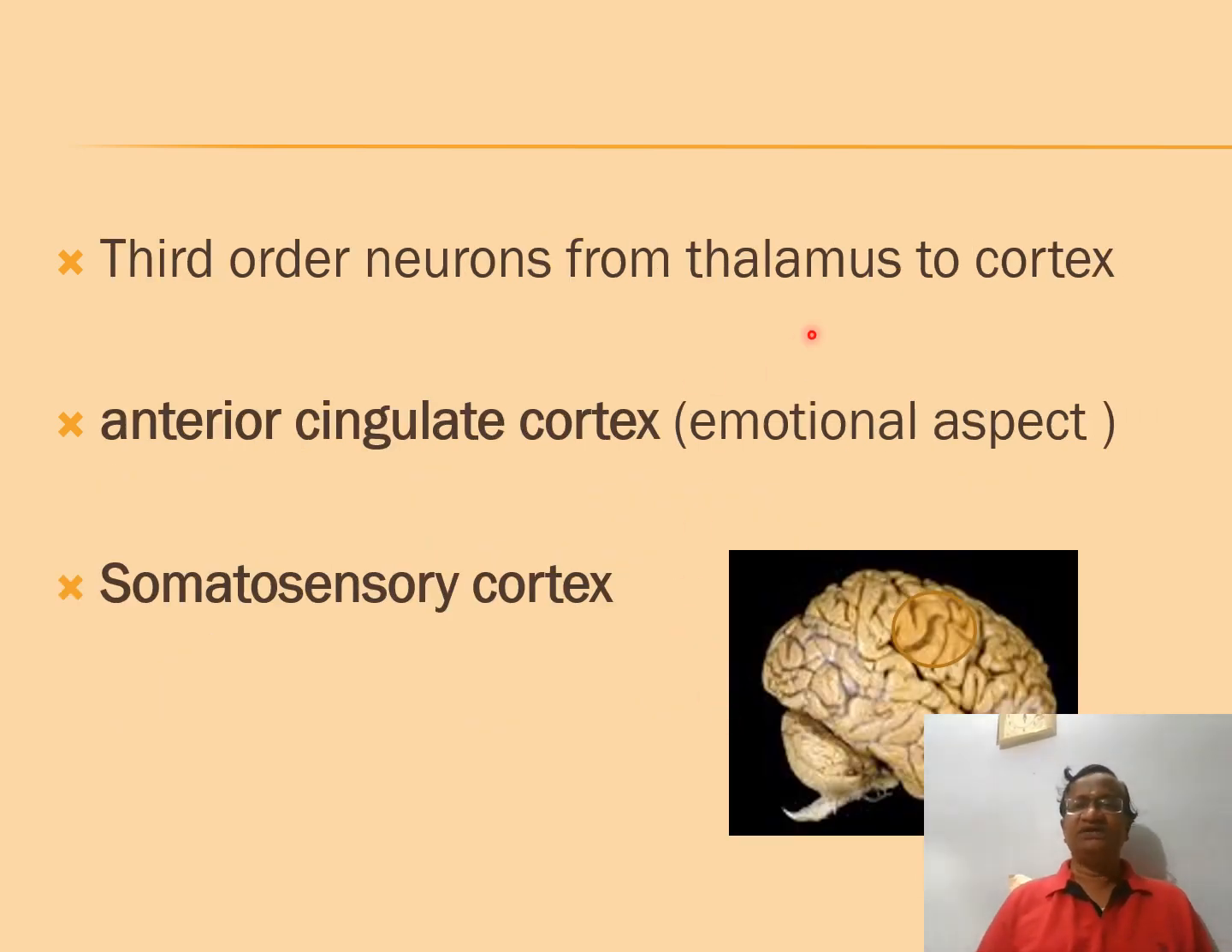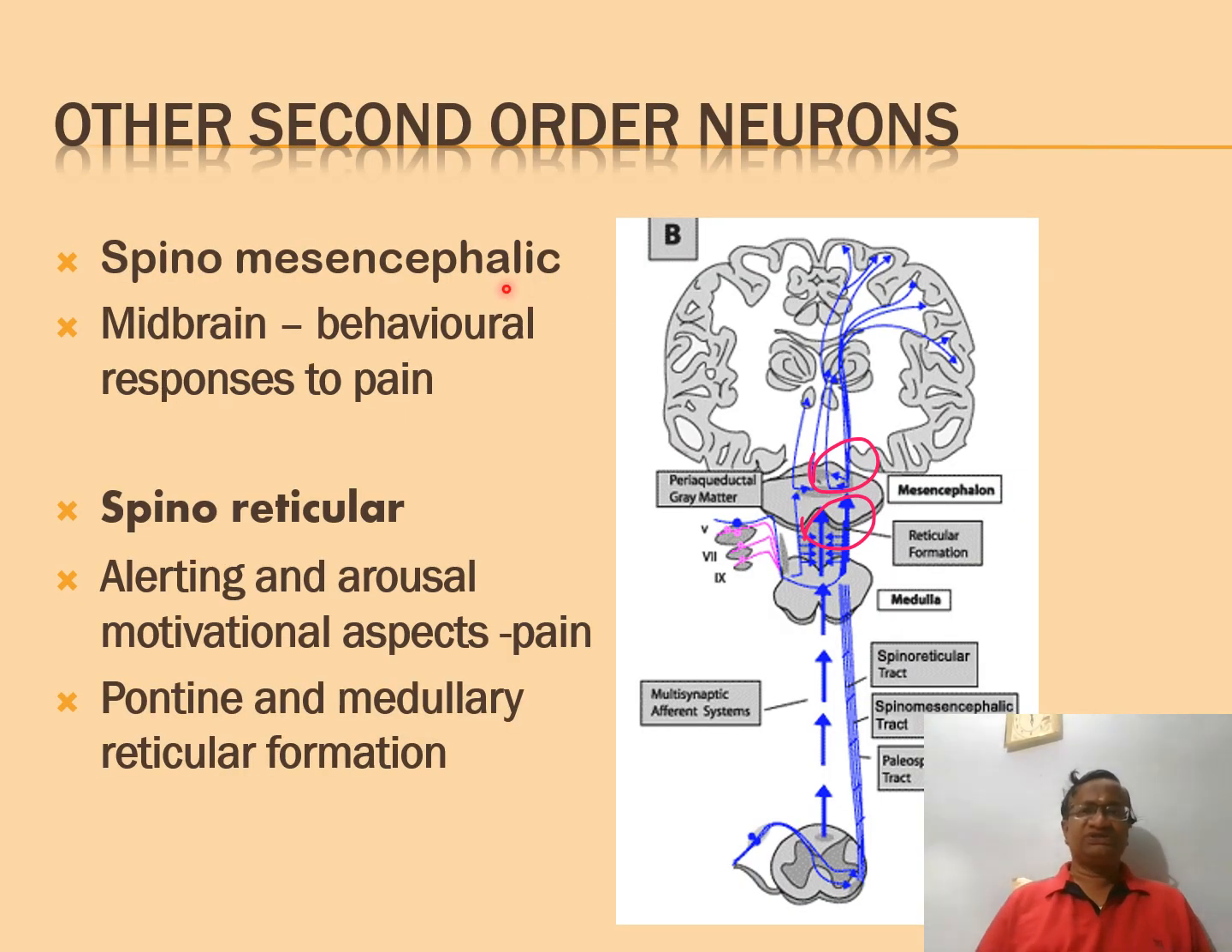From the thalamus, the third order neurons go to the cortex. In the cortex we have the anterior cingulate cortex, the emotional aspect, and the somatosensory cortex, which is the actual painful sensory cortex. Now, there are also the second order neurons. From the first noxious stimulus, the first order neurons synapse here. The spinothalamic tract goes above. From this, the third order neurons form the thalamocortical projection system to the cingulate cortex and the somatosensory cortex.